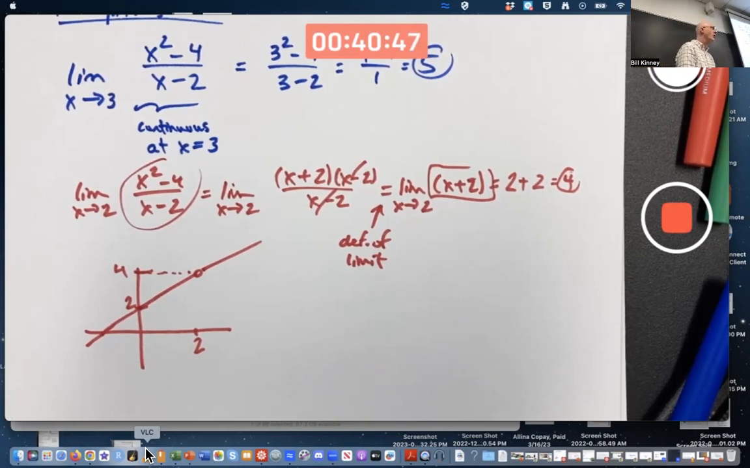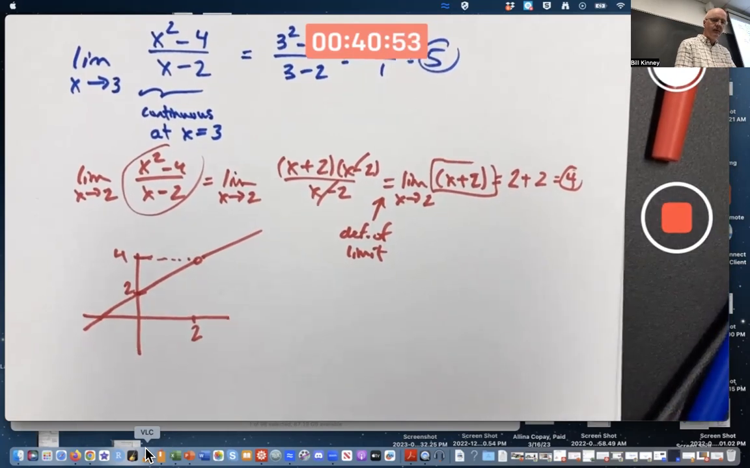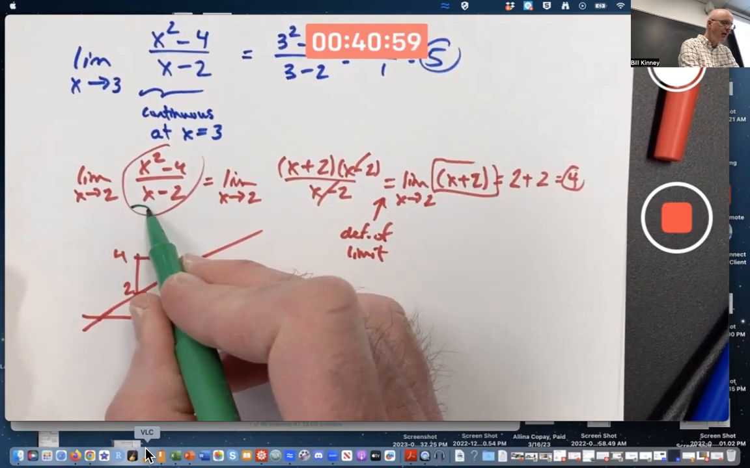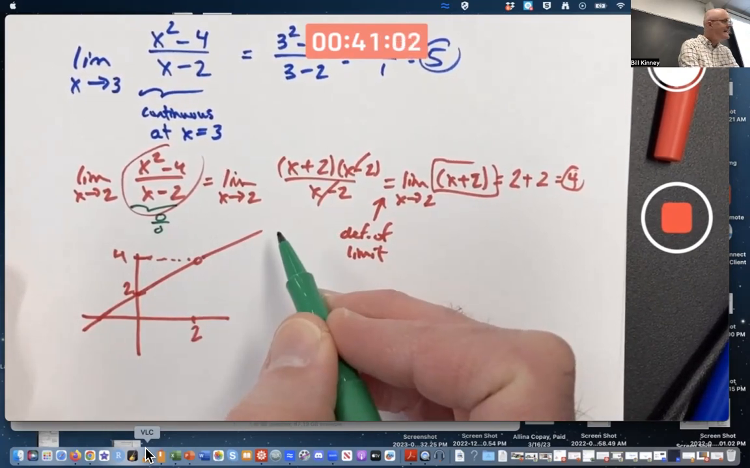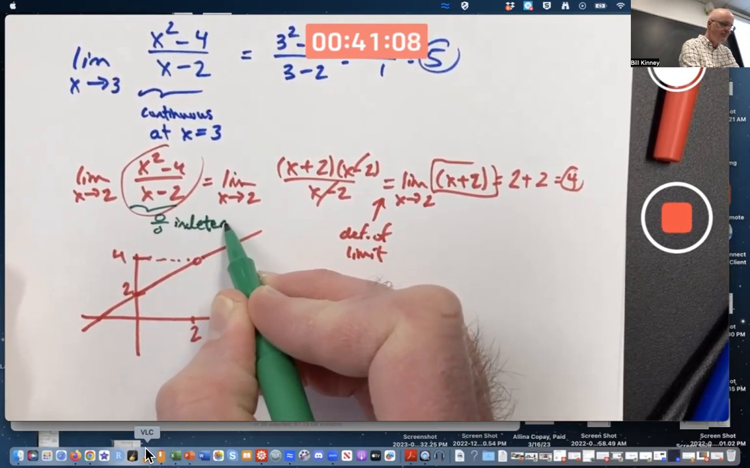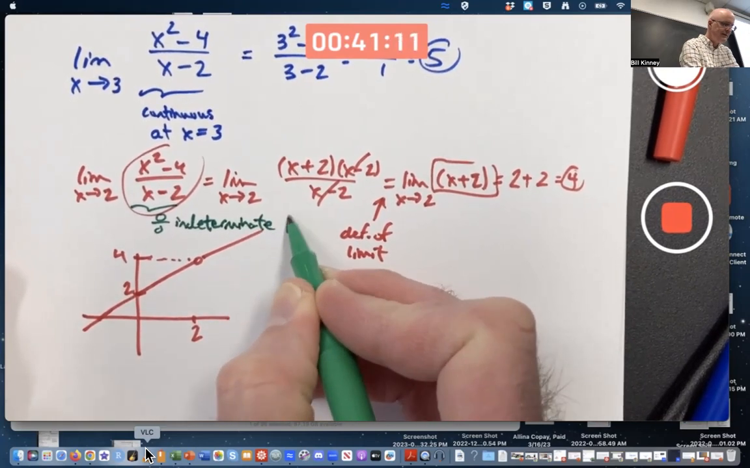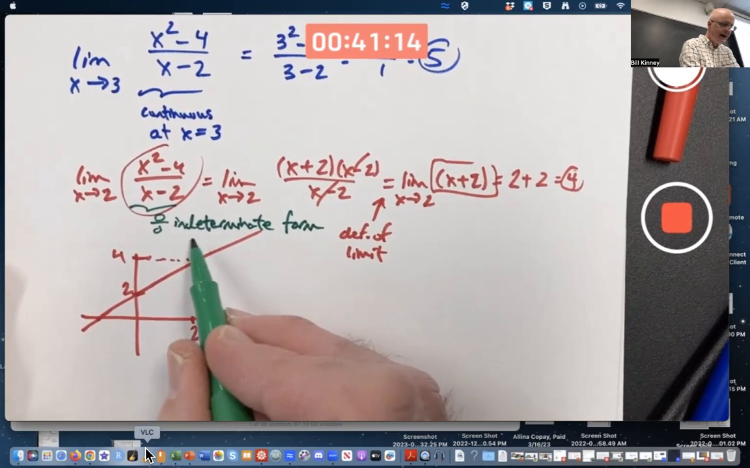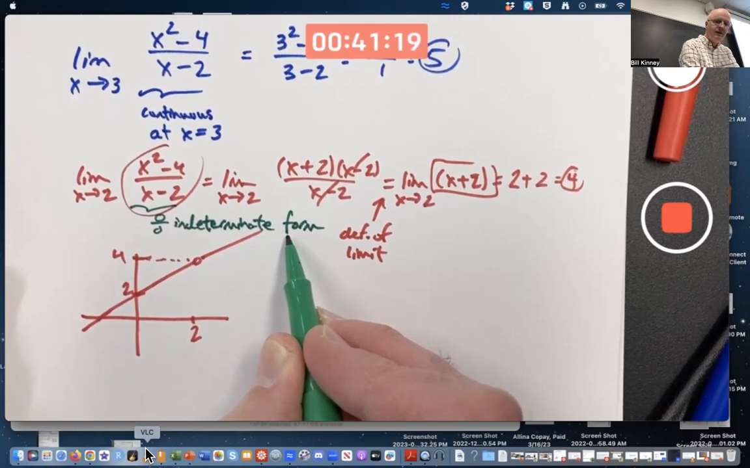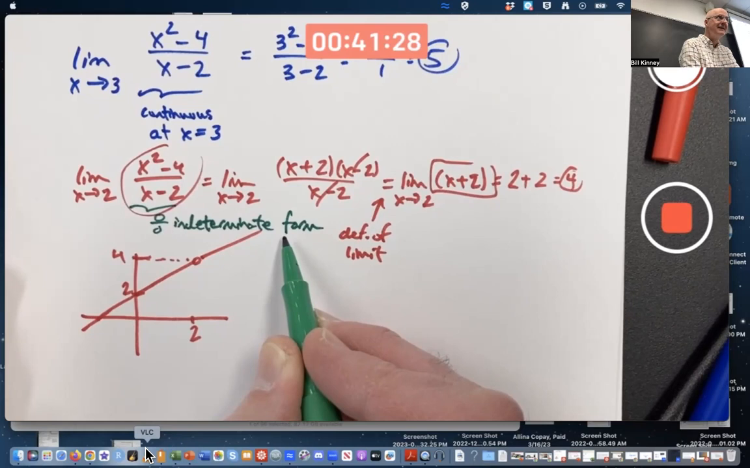This is a problem for which L'Hopital's rule can be used to evaluate the limit as well. This is what's called a 0 over 0 indeterminate form. Indeterminate form. I always have to be careful to make sure I don't spell that wrong. Indeterminate form, not indeterminate.